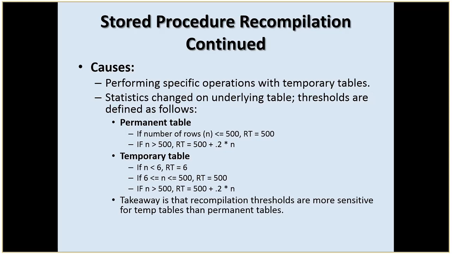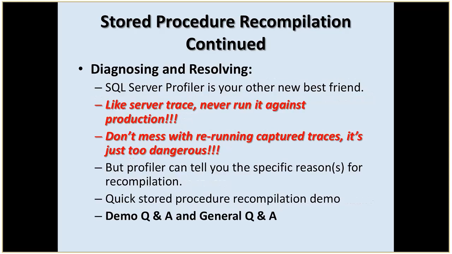So causes. There's actually a number of causes. I mentioned just a couple here. Performing specific operations with temporary tables. You're going to see that in the demo, and that's probably one of the most common. But again, statistics changing on the underlying table, and the thresholds are defined below. I'm not going to spend a lot of time on this. The point is that the recompilation thresholds are more sensitive for temp tables than permanent tables. There are ways that you can combat that. If you're really interested in the subject, I've got some KB articles you can look at. But let's focus on diagnosing and resolving it.